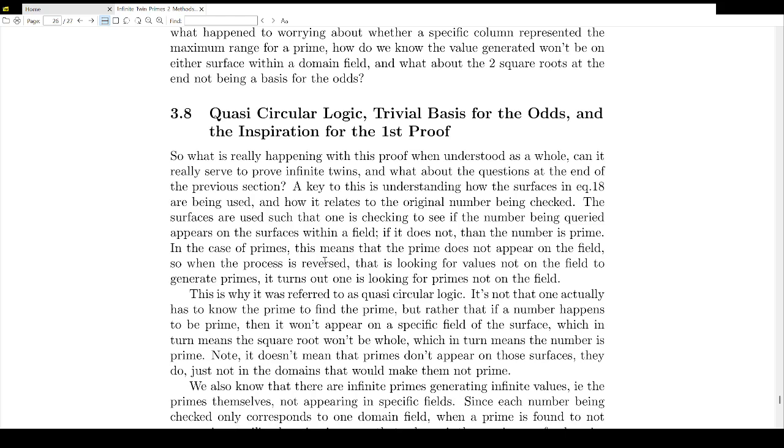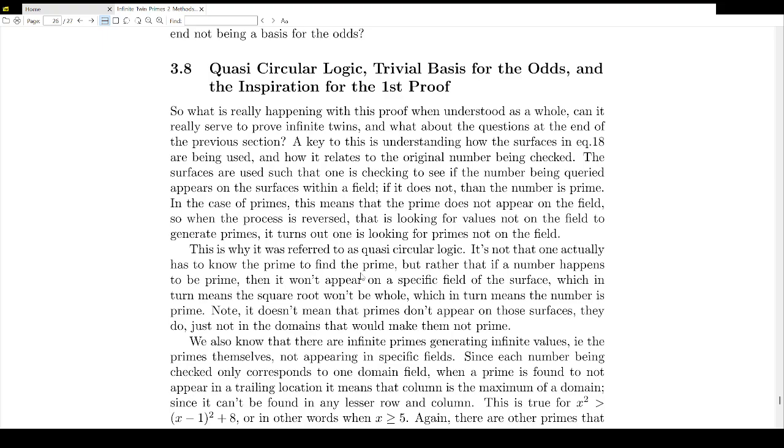In the case of the primes, it means that primes did not appear on the field. So when the process is reversed, it is looking for values not on the field to generate primes. It turns out that one's looking for primes not on the field. Okay, this is why it's referred to as quasi-circular logic. It's not that one actually has to know the primes to find the primes, even though it's kind of built in. You're doing this prime check, if you would, but rather that if the number happens to be prime, then it won't appear on a specific field of the surface, that little trailing location, which in turn means the square root won't be whole, which in turn means the number is prime. It just happens to be how that works in this case.